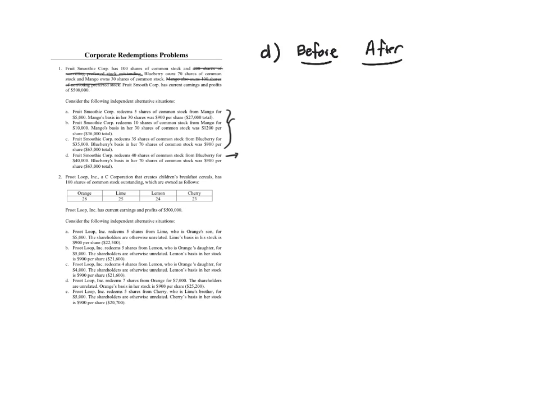So Blueberry before has 70 out of 100 shares. After, Blueberry has 40 redeemed, so Blueberry only owns 30 out of 60. So before, Blueberry owns 70%. After, Blueberry owns 50%.